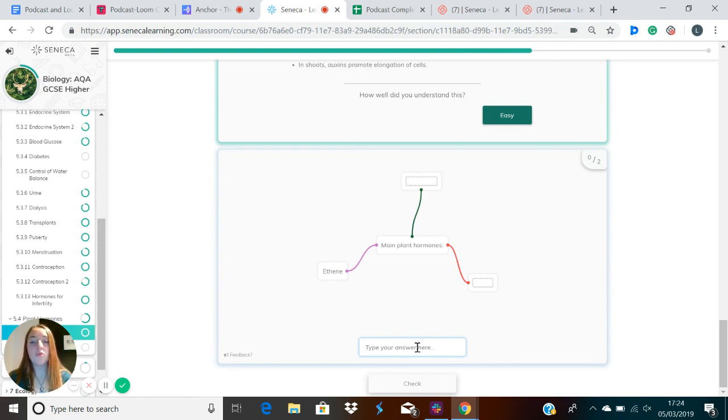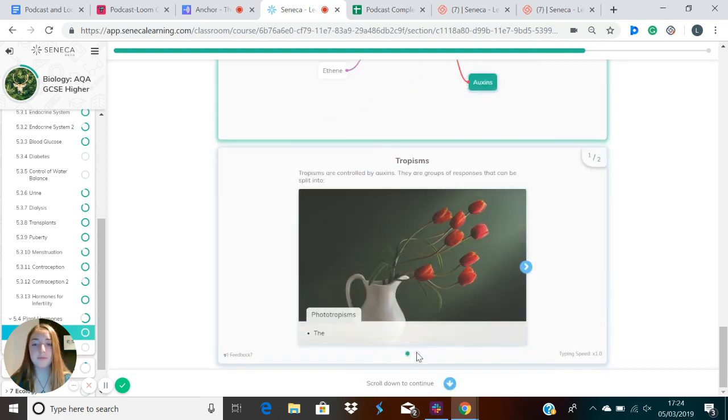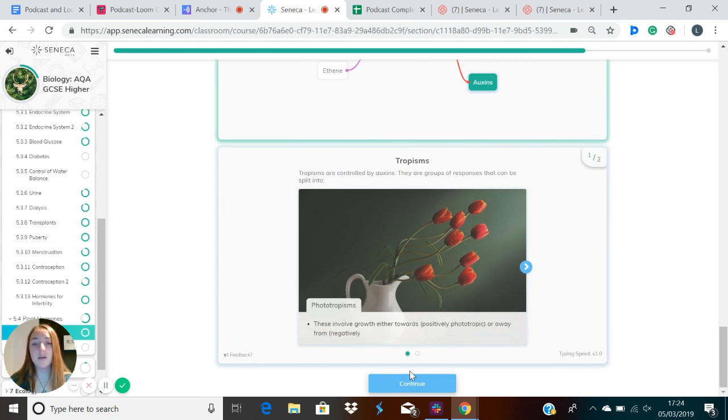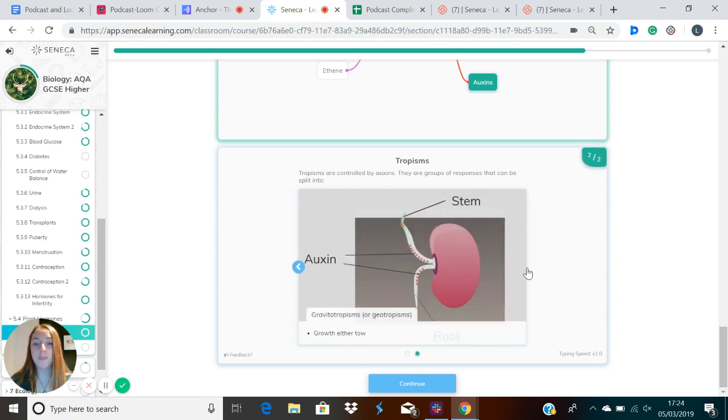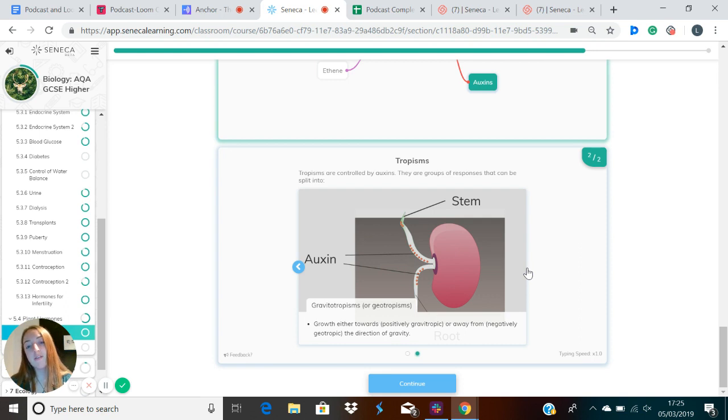Now, can you remember what the three plant hormones we talked about were? So we've got ethene, auxins, and gibberellins. The tropisms that we talked about were controlled by auxins, and the phototropisms were growth either towards, which is positively phototropic, or away, which is negatively phototropic, to a light source. Gravitropisms can also be called geotropisms, and this is growth either towards, then it will be positive, or away, negative, from the direction of gravity.